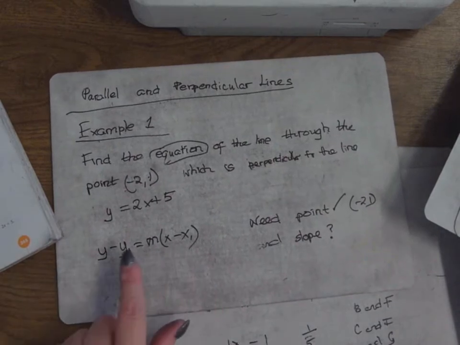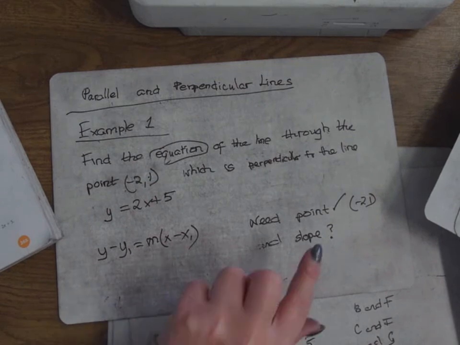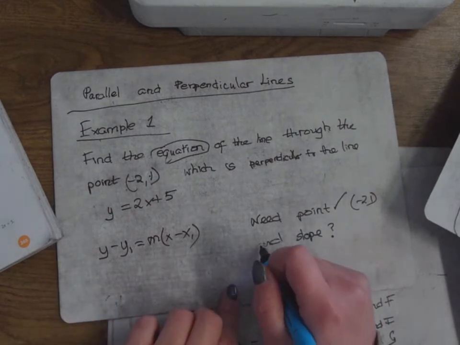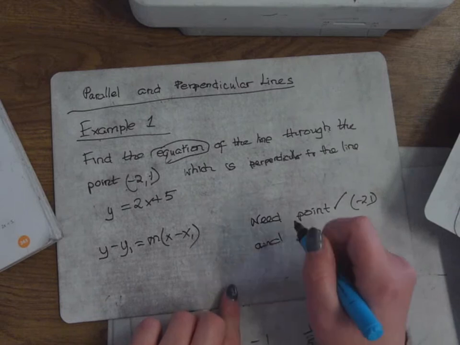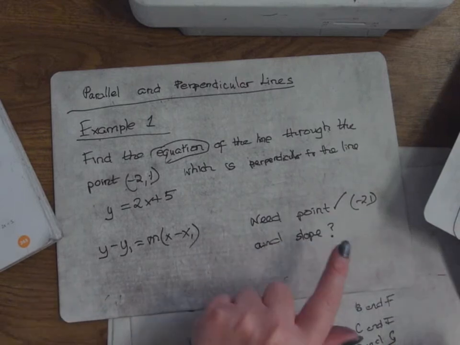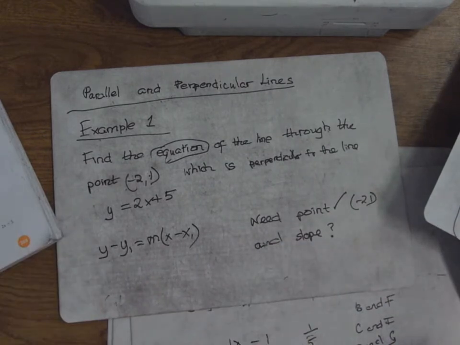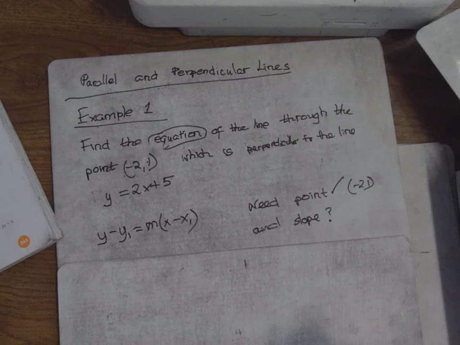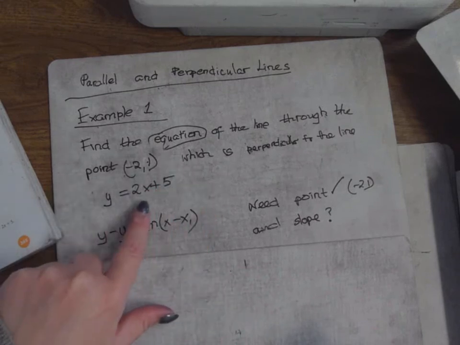So in order to fill out the formula, I need x1, y1, which is a point, which I have, and then I also need a slope, right? So I need a point and the slope. I haven't a clue what the slope is, they haven't told me. But they have given me a way to find it, okay? So the way to find it is, they told me it's perpendicular to this line.